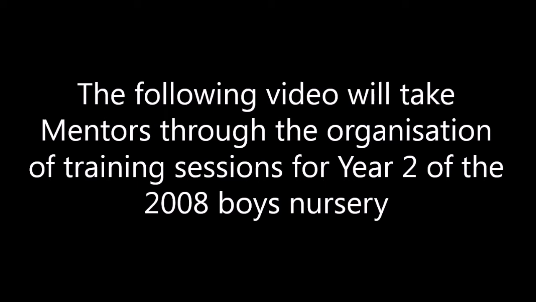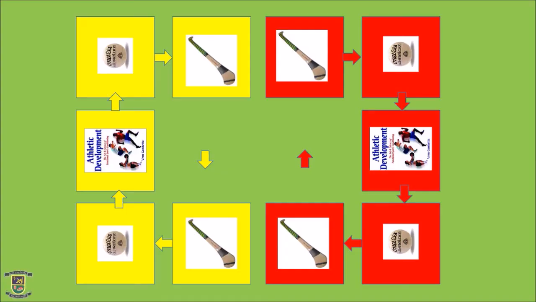The following video will take mentors through the organisation of training sessions for Year 2 of the 2008 Boys Nursery. Firstly, pitch layout. The format we used for Year 1 of the nursery involved setting up the pitch in 2 sets of 5 mirrored stations, illustrated in red and yellow on this slide.